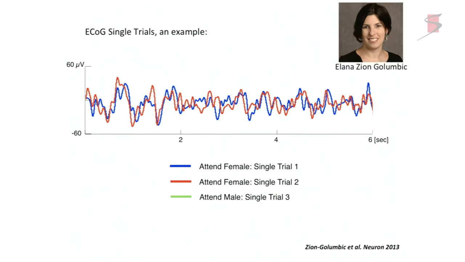But if you ask a participant to listen to only, this is actually ECOG data. So if you ask the patient to attend to one of the two speakers, so for instance, attend to the female speaker, you get, you know, the blue trace. This is a single trace, right? This is a single trial of 6 seconds of data. If you ask again, please attend to the female speaker. The next trial, same item. Now for the identical acoustic mixture, right?